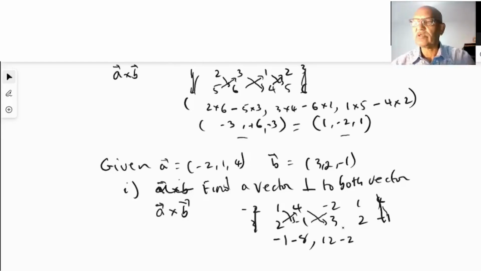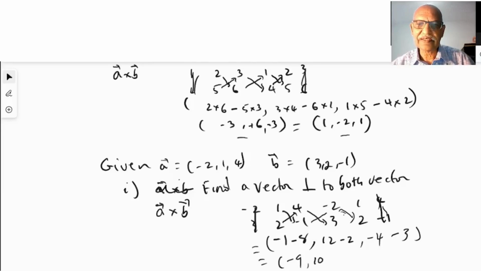Okay, so then we have negative 2 times 2 is negative 4, minus 3 times 1 is 3. So this will be equal to negative 9, 10, negative 7. This is a vector perpendicular to both A and B.